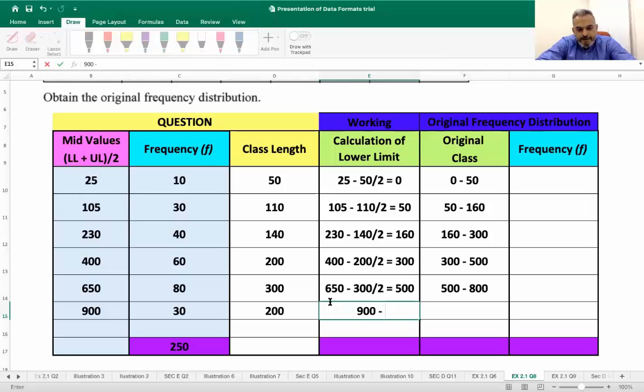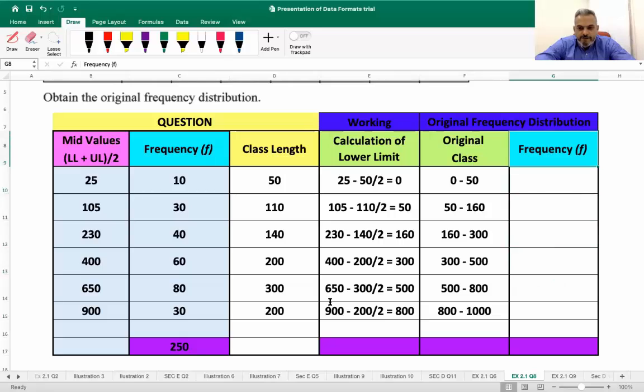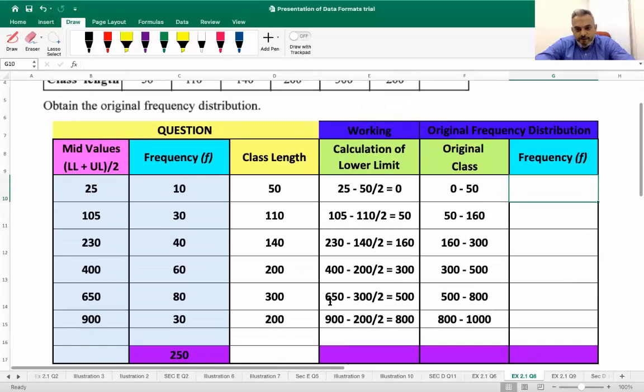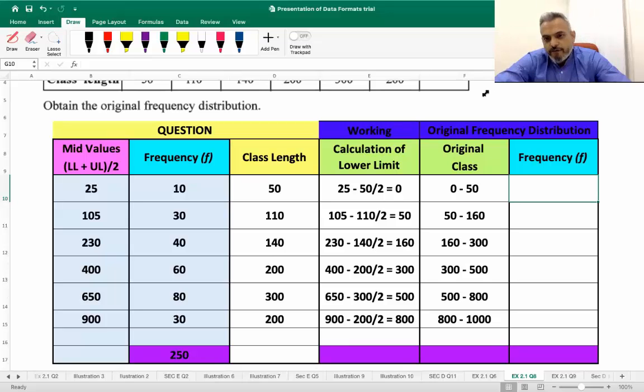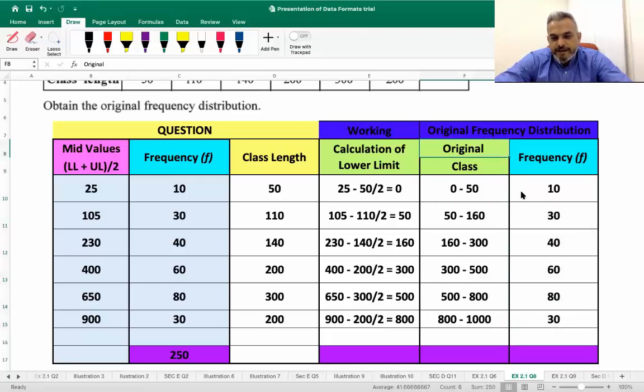Now over here, 900 minus 200 divided by 2, which is equal to 800. So what we get is 800 to 1000. So we made the original classes. Now it is exclusive, so nothing to worry. Nothing else is told that you make it inclusive or something. Directly the frequency. So this becomes your final answer.